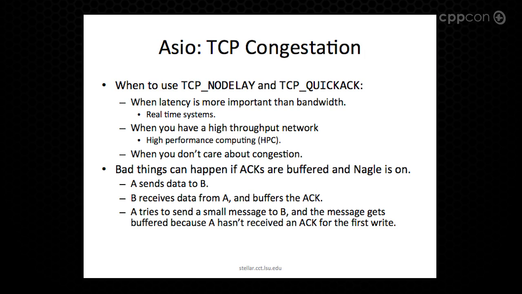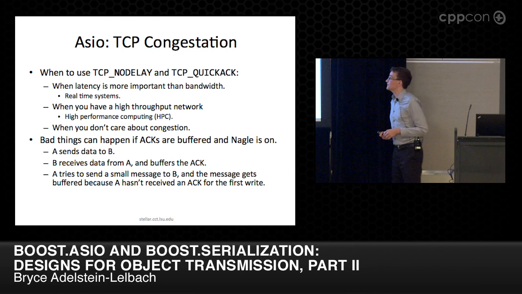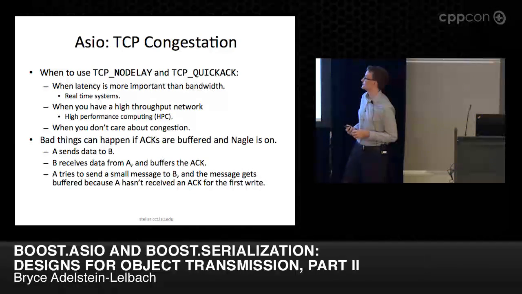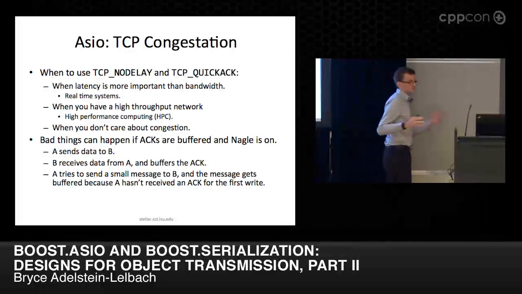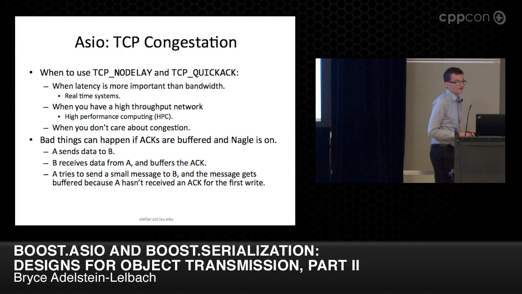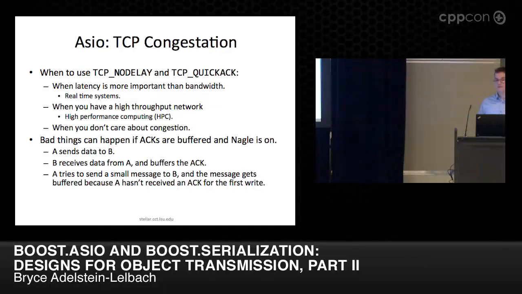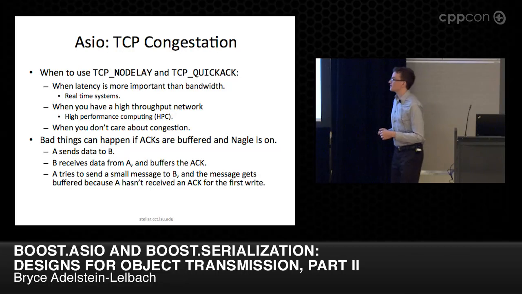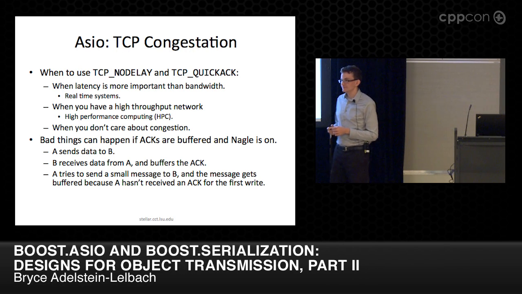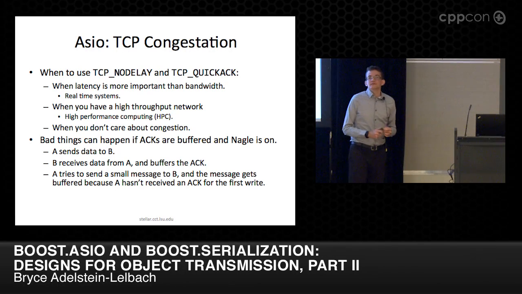So bad things can happen if they're buffered and Nagle is on. A sends data to B, B receives data from A, and buffers the ACK. A tries to send a small message to B, and the message gets buffered because A hasn't received an ACK for the first write. So if both of these are on, you can have some nasty interactions, which will delay your small messages from getting sent out. TCP is not really designed to send these very, very small messages.